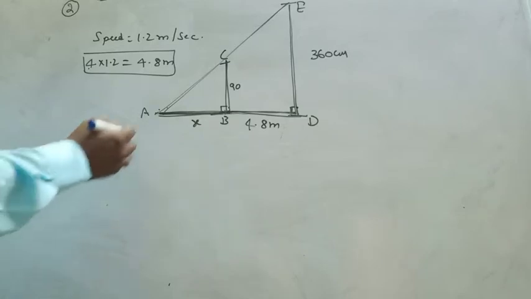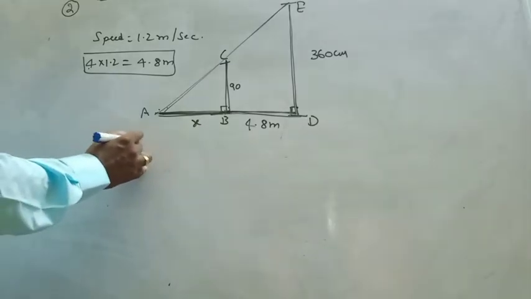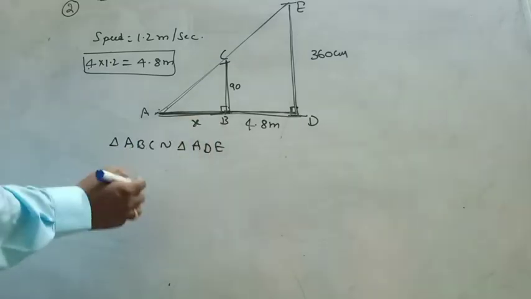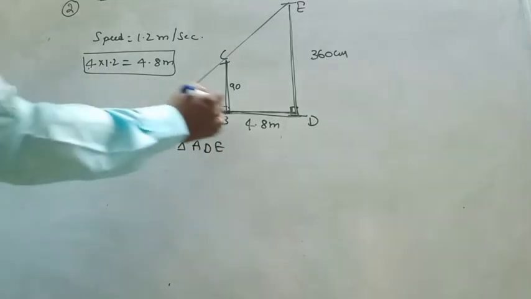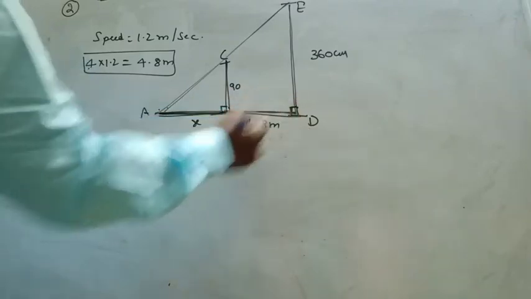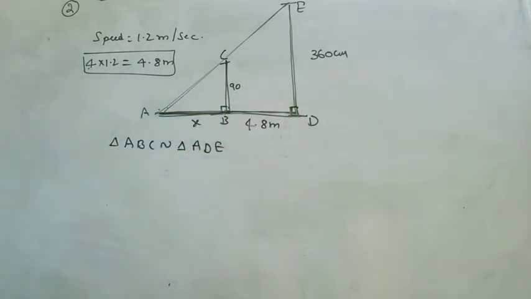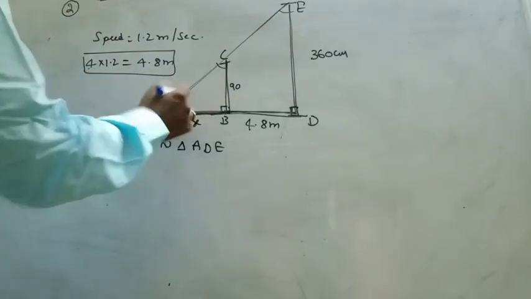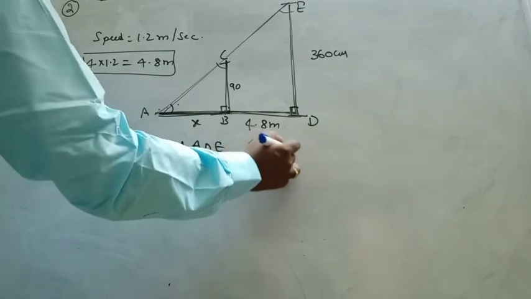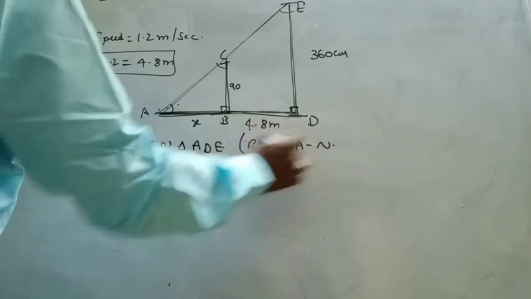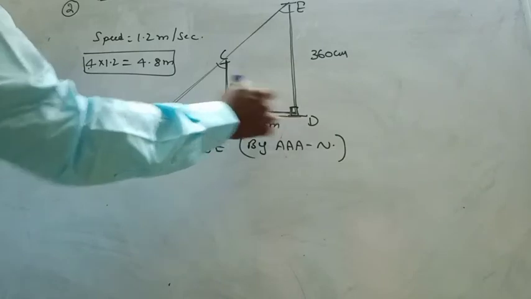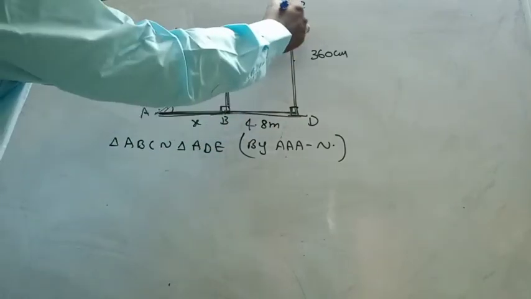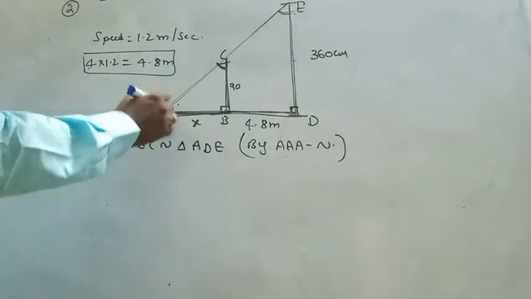How will we do it, my dear students? Now triangle ABC is similar to triangle ADE. How? You know this angle is 90 degrees and this is 90 degrees. That is a fact. And this angle equals this angle and this is a common angle, so by AA similarity they are similar. Once they are perpendicular, these two lines are parallel, which means their corresponding angles are equal.